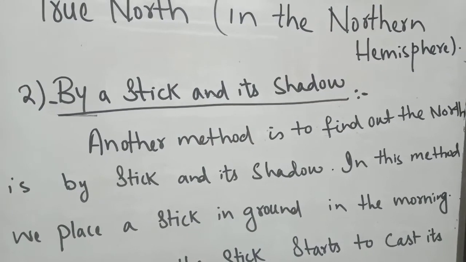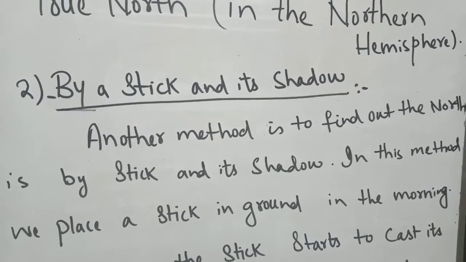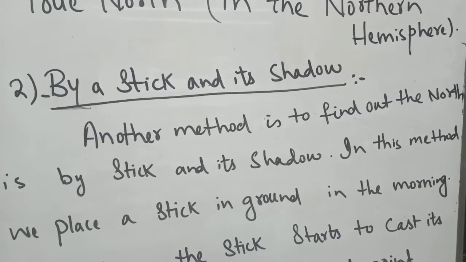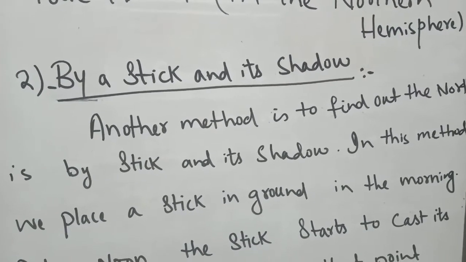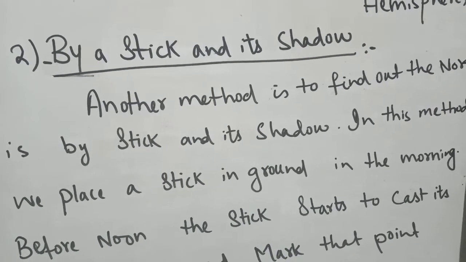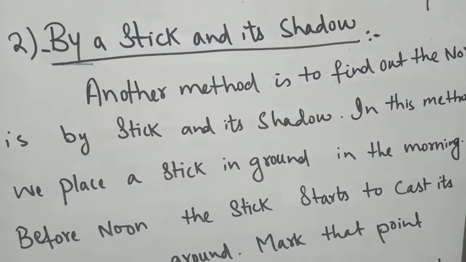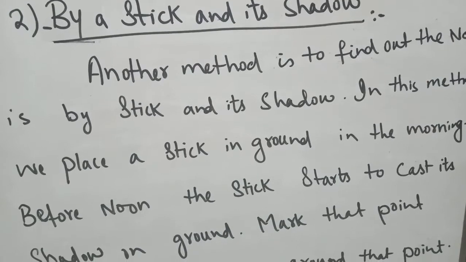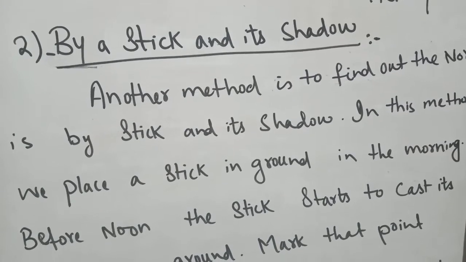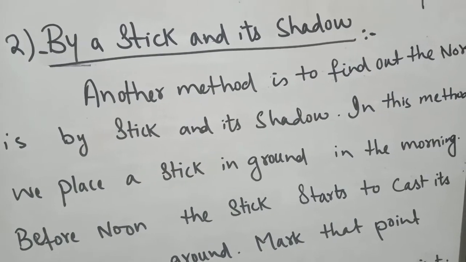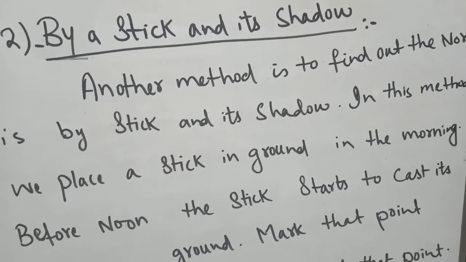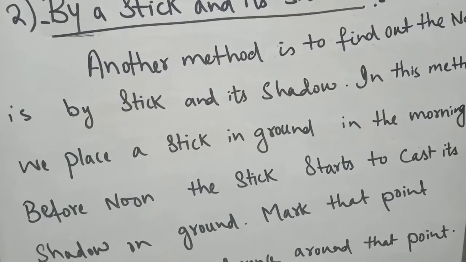So this is the second method to find out the true north, and it is commonly known as the stick and its shadow method. It is a very important and very accurate method to find the north. In this method, a stick is used which casts a shadow. Firstly, we need to place a stick in the ground in the morning, and before noon the stick starts to cast its shadow on the ground. I repeat, firstly we need to place a stick in the ground, early in the morning. But before noon, like from 11 to 12, the stick starts to cast its shadow on the ground.